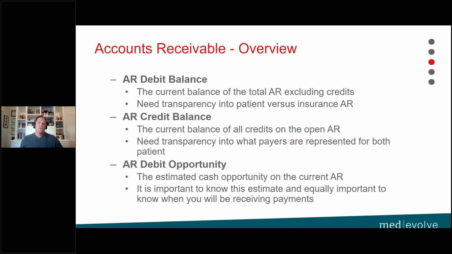Account receivable, right? So we made it, the payer didn't reject it, they may deny it, which we're going to talk about here shortly. But what is my AR?